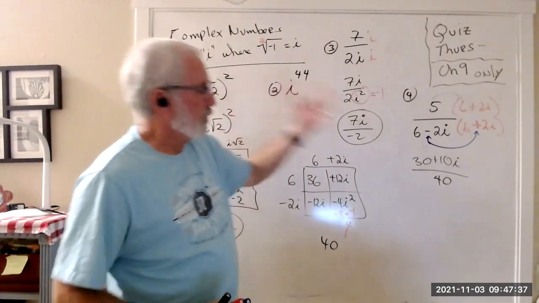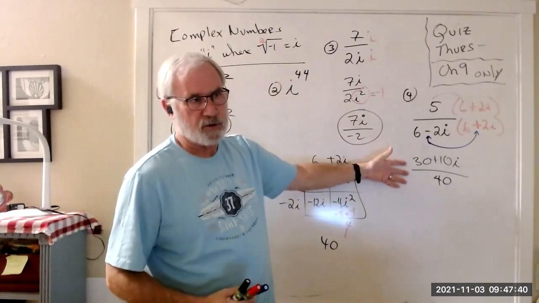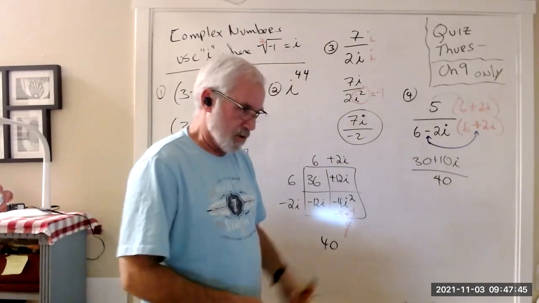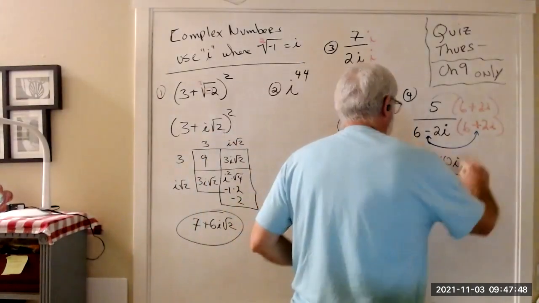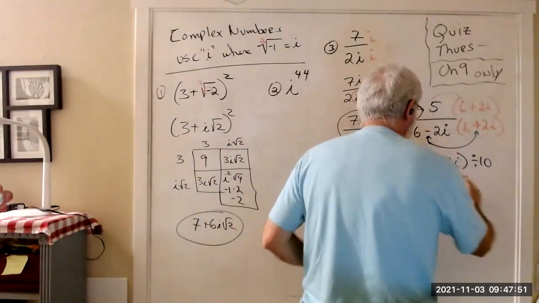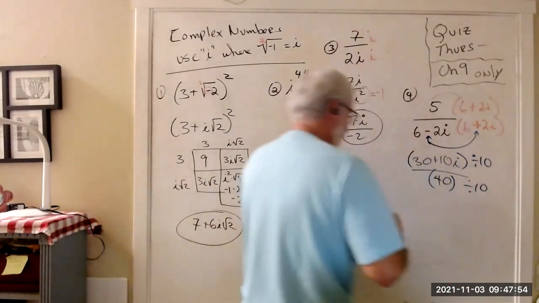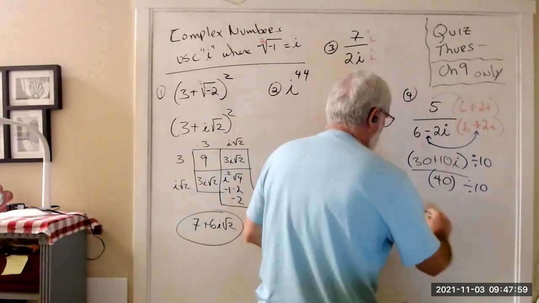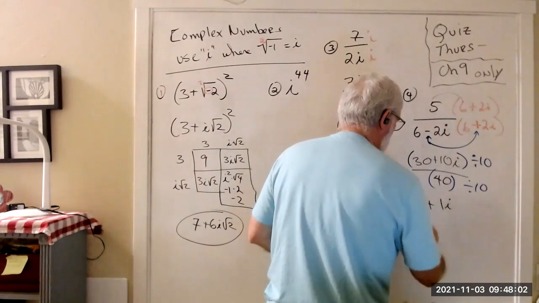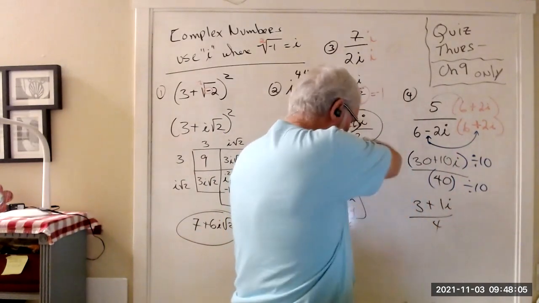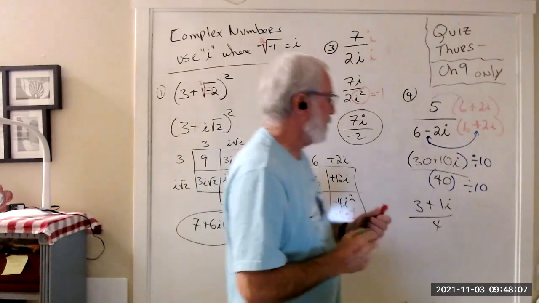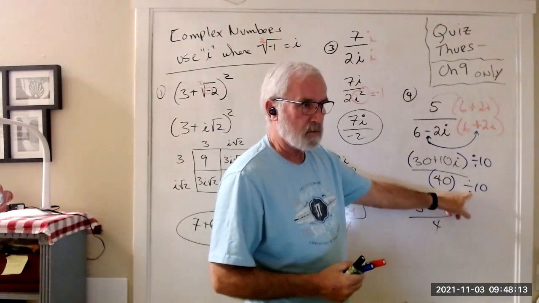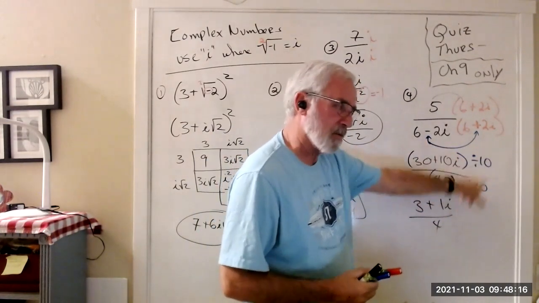Okay. Can this be reduced? Yes. By how much? You can divide it by 10. So you can take the top and divide it by 10, and the bottom divide it by 10. Okay, 10 goes into all of them. So that gives you 3 plus 1i over 4. Again, you have to be able to divide everybody by that same number. Everybody has to divide by the same number, top and bottom.